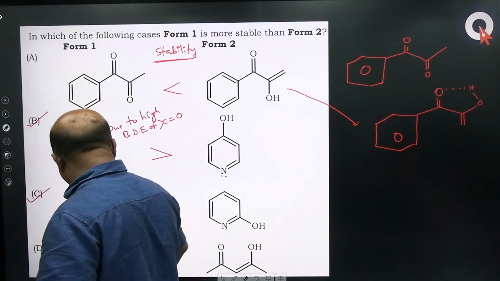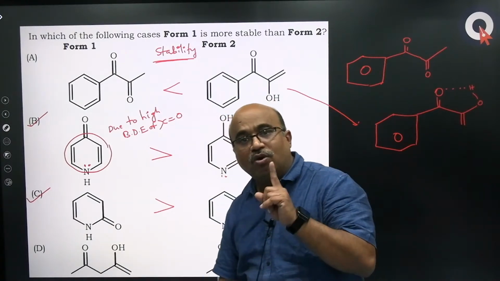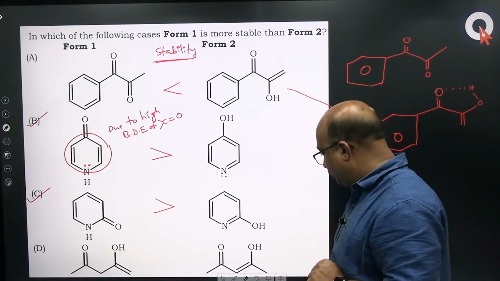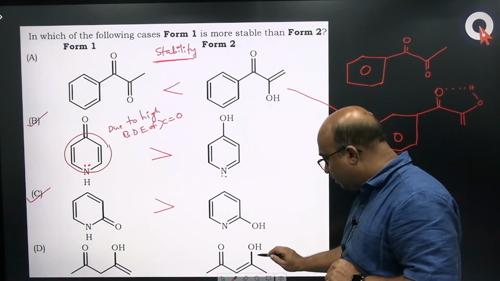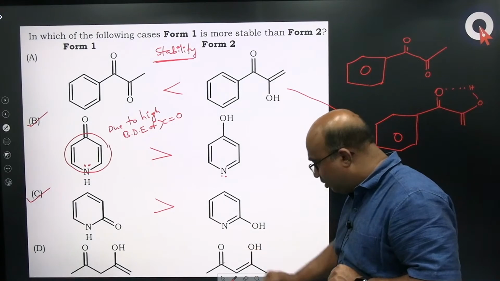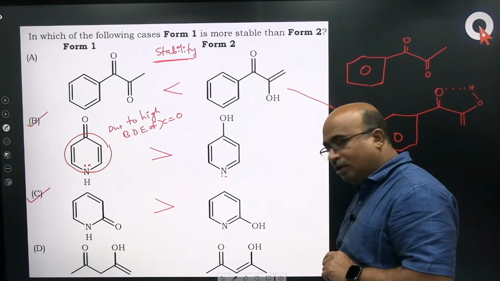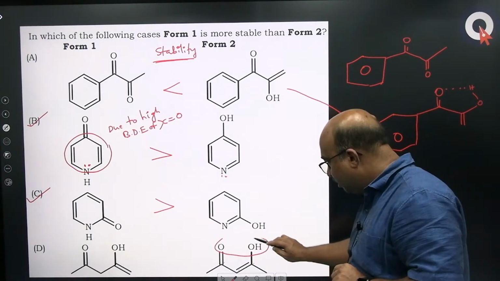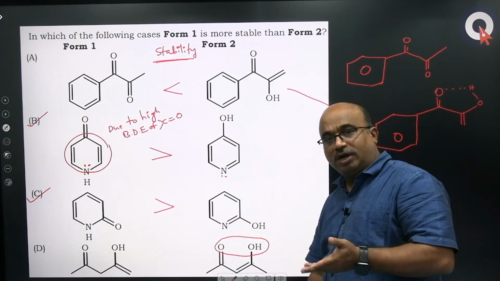So there is no possibility for this OH group and this C double bond O group to exist in the same plane. But in this C double bonded O and this C OH group, all exist in the same plane, because this is an sp2 carbon, this is an sp2 carbon, this is an sp2 carbon. So this C double bond O and OH groups both exist in the same plane, and then they can easily show intramolecular hydrogen bonding.